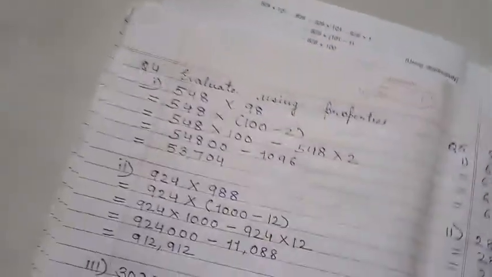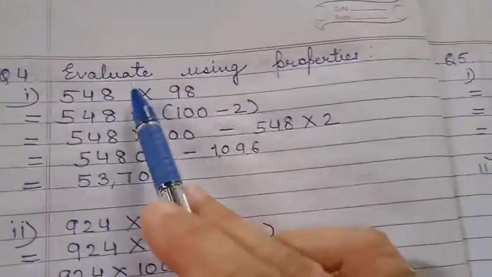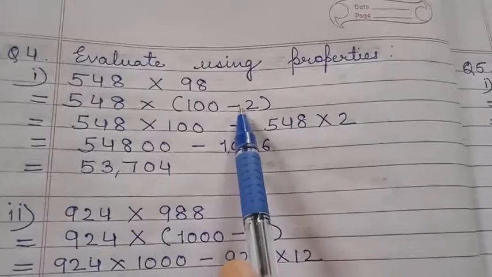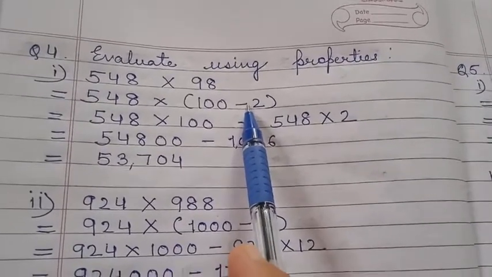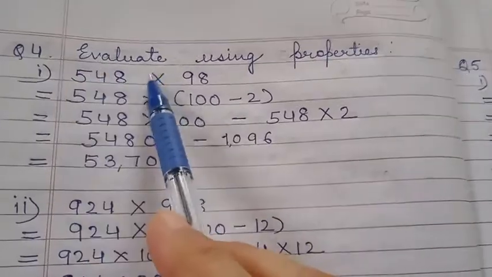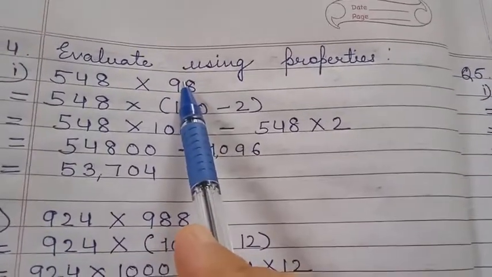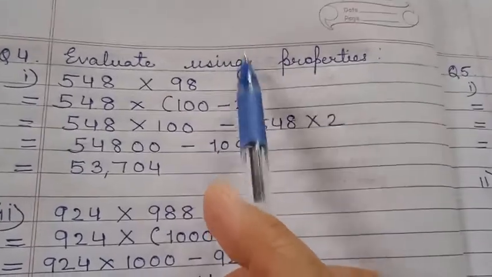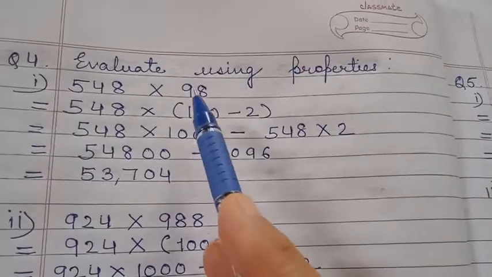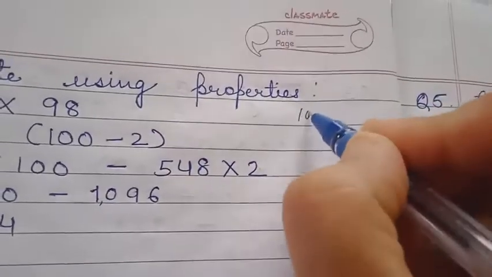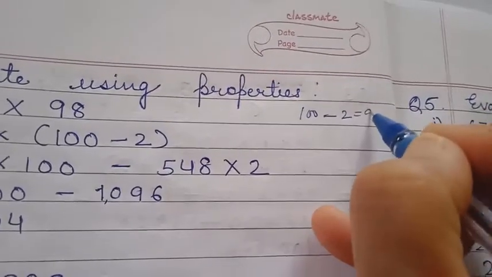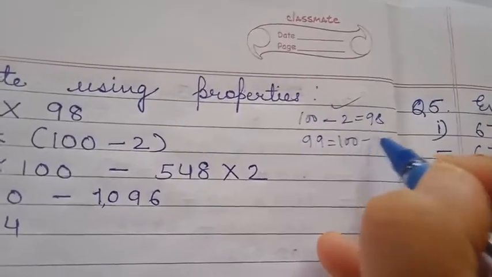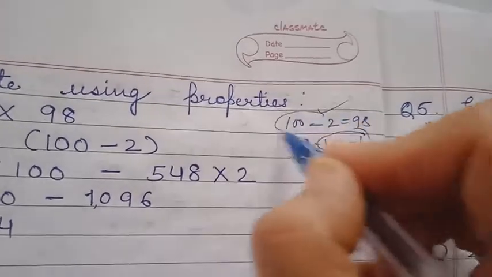Now next question, question number 4. Evaluate using properties. Now which property? Distributive property on subtraction. So 548 multiplied by 98. Here in the last question we were dealing with 101, 102, 103. 101 we used to write as 100 plus 1. Here 98 can be written as 100 minus 2. If 99 is there, I can write 100 minus 1. Splitting can be done in this way.